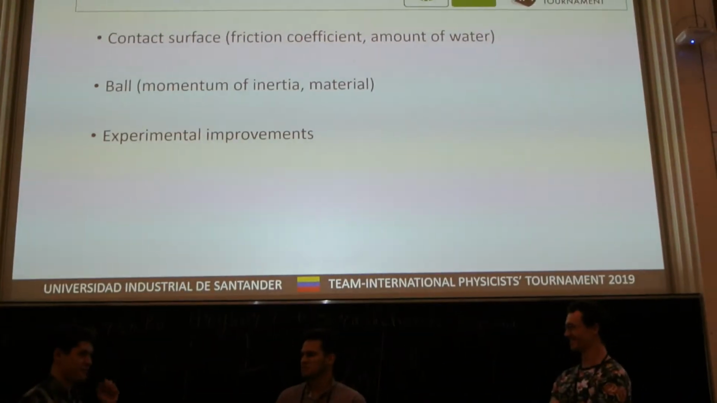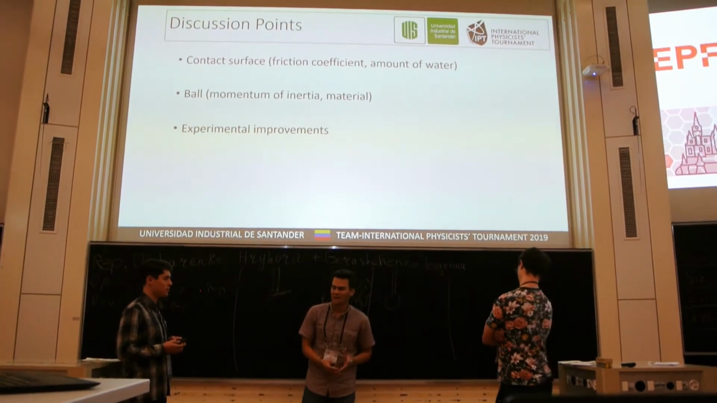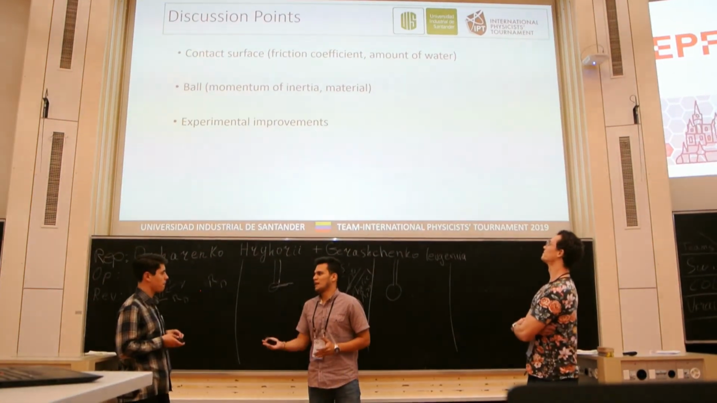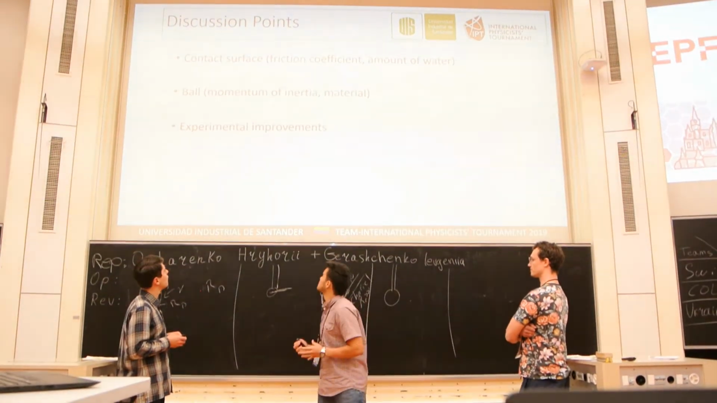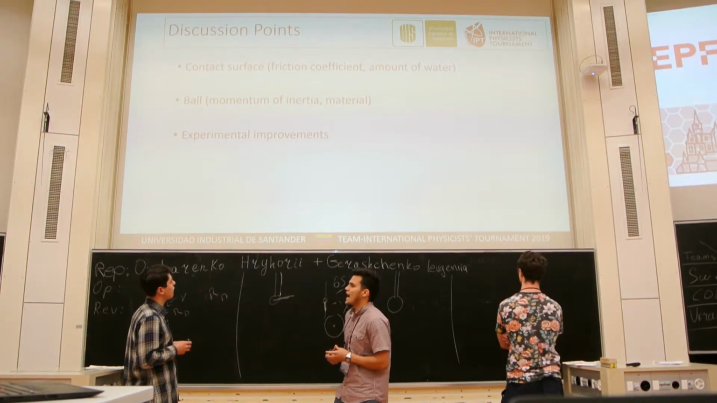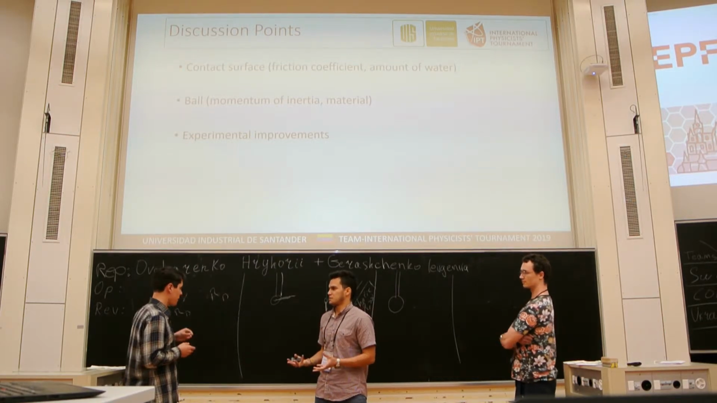I'm going to say the rules of the discussion. When you want to talk, you raise your hand, and I will give you the word. Okay. First, we're going to talk about the contact surface. I would like to know if you know the friction coefficient of the surface and how important it is for the movement, and if you control the amount of water under the ball in your experiments, for example.